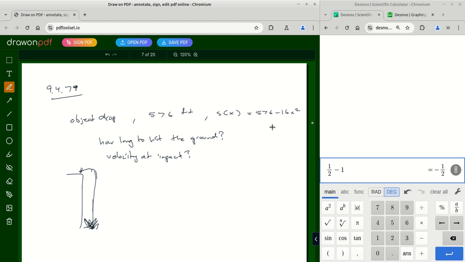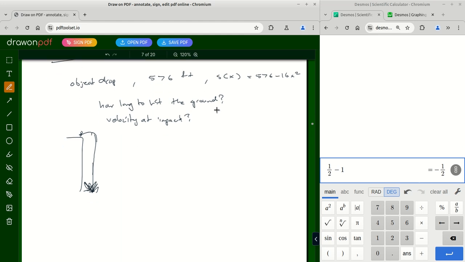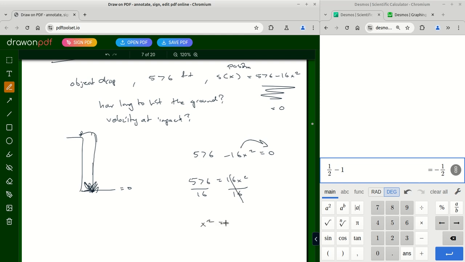So, here's your formula for it. Let's figure out how this is going to work. So, how long until it hits the ground? Basically, I want the position to be equal to 0. I want this whole thing equal to 0. So 576 minus the 16x squared is equal to 0. Solve for x. So I move it over here. Divide by the 16. And I get a 36.